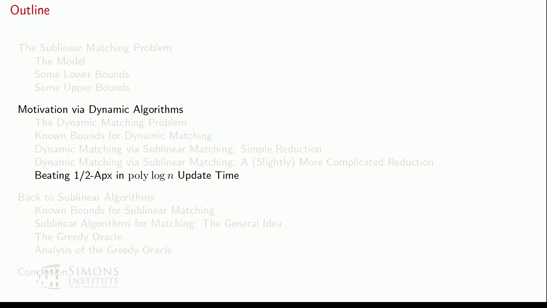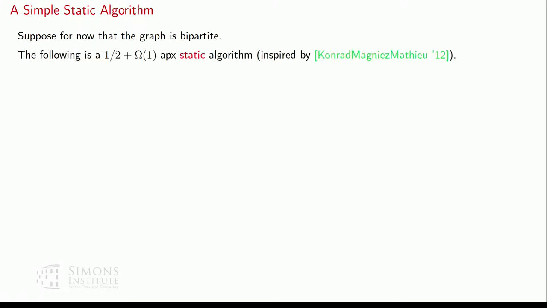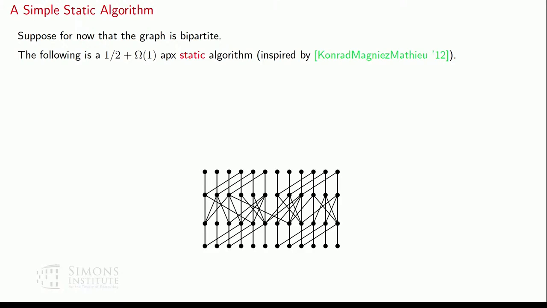Just to tell you how it works, I'm going to assume for this outline that the graph is bipartite. So here's a simple static algorithm for beating half approximation for maximal matchings. The algorithm is due to Conrad, Magnus, and Matthew from 2012. It was in the study of streaming algorithms, but it doesn't matter that it works in the streaming setting. All we want is that there is a simple two-step algorithm for beating half approximate matching. So how does it work?